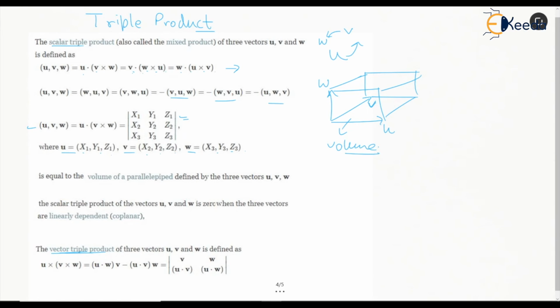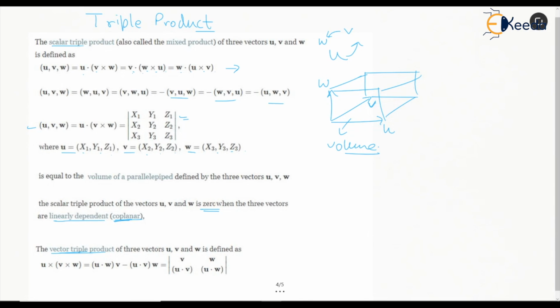Also, if these three are in the same plane, that is what we say as coplanar, in that case the scalar triple product is going to be 0, because once all the vectors are in the same plane, there cannot be a solid and the volume will become 0. So we either say that they are coplanar, or we can say that they are linearly dependent, right?